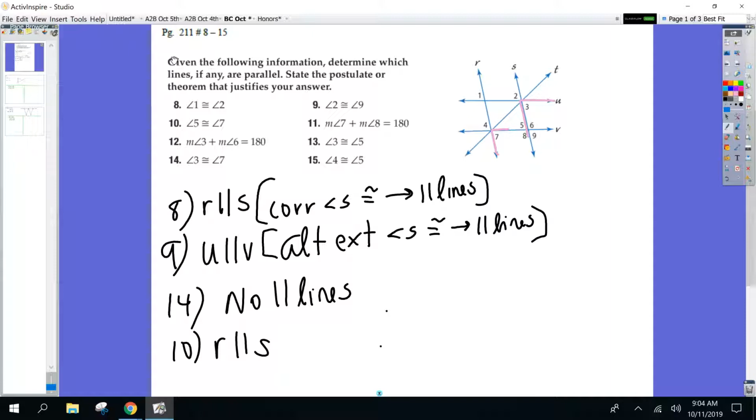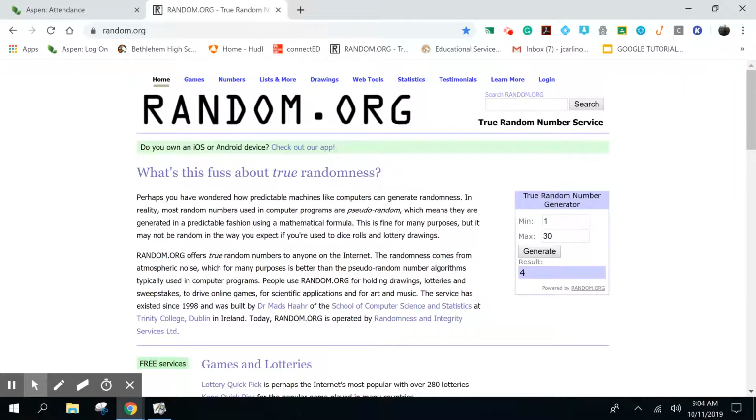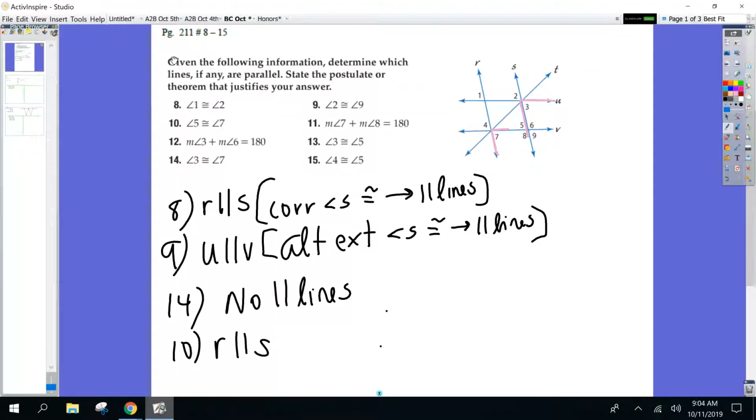Alternate interior angles. Everyone good? Okay. Keep checking your work, please. Keep checking your work. Here we go. Number 11. Ooh, 7 and 8 are equal to 180, also known as supplementary.